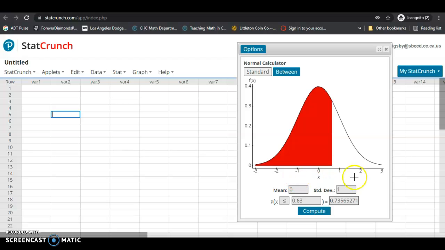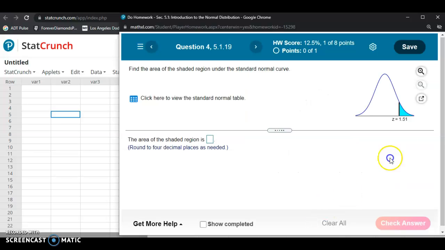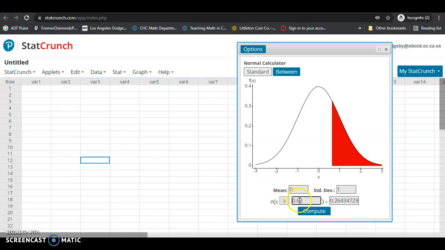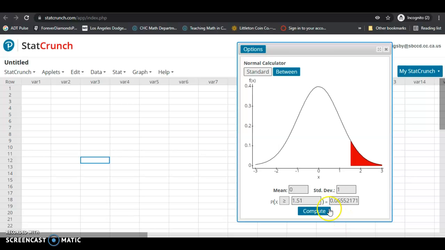The mean and standard deviation are still 0 and 1. Because we're finding an area to the right, we're going to select the greater than or equal to symbol. Then type in the z-score in this box here, and click compute. That area to the right, which you can see is shaded in red here, to 4 decimal places is 0.0655.